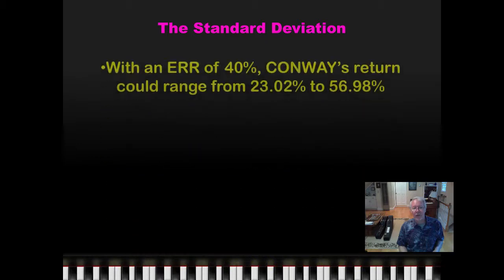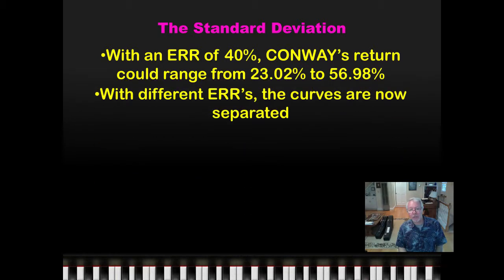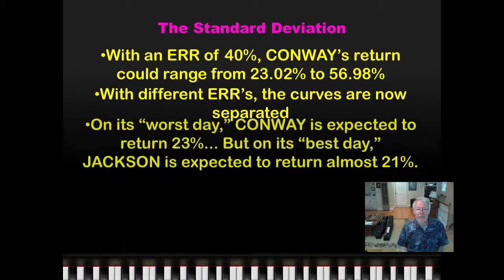Is Jackson still the safer choice? Now Conway's return could be as low as 23% or as high as 56.98%. With what kind of certainty? 99.7% certainty, plus or minus 3 standard deviations. But the curves are separated. The standard deviation is not good enough.